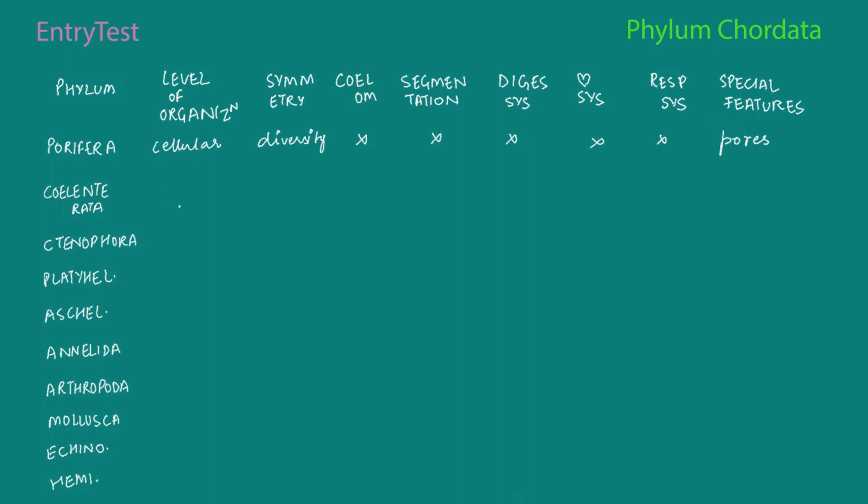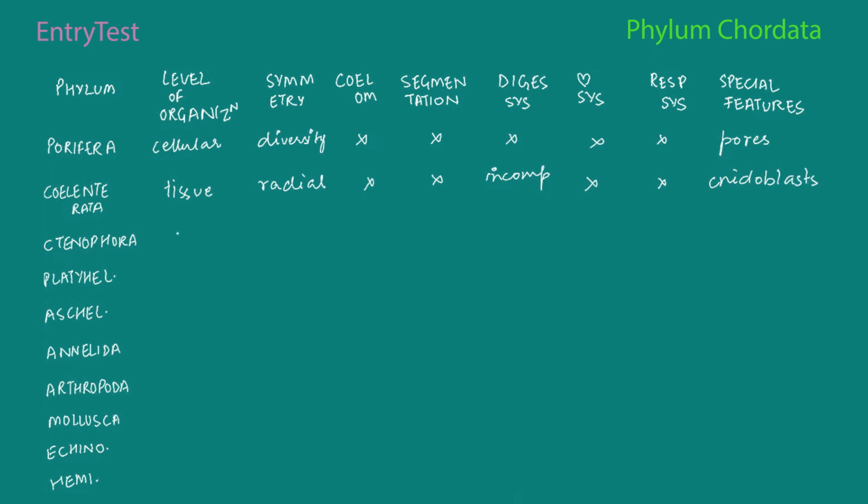So those are the features of Porifera. Coming to Coelenterata, they have a tissue level of organization. The symmetry is radial. The coelom and segmentation are absent in them as well. Digestive system is present, but it is still incomplete. The circulatory system is absent. Respiratory system is also absent. And the special feature is the presence of the stinging cells called cnidoblasts.